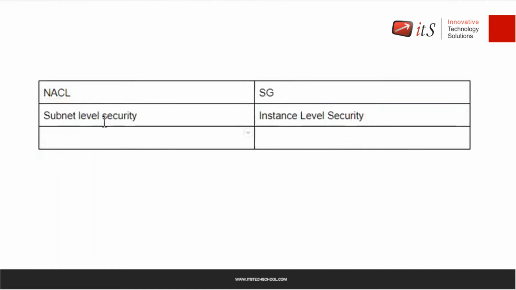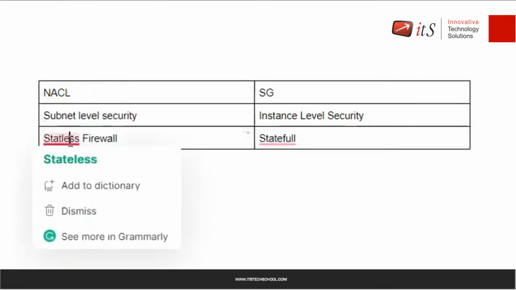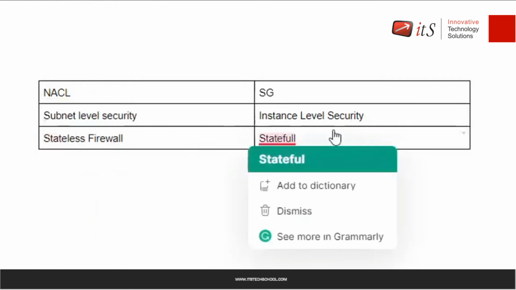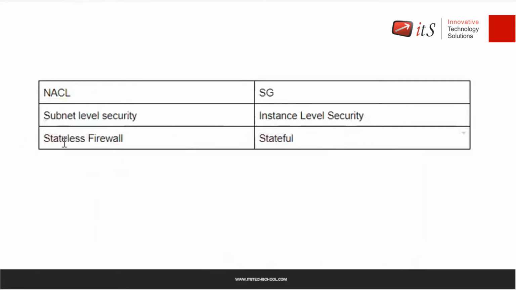Then the major difference is this. NSCL we call a stateless firewall, and the security group we call a stateful firewall. Right? Now let's see what is stateless and what is stateful. To understand the stateless and stateful firewall, you have to understand this concept first.